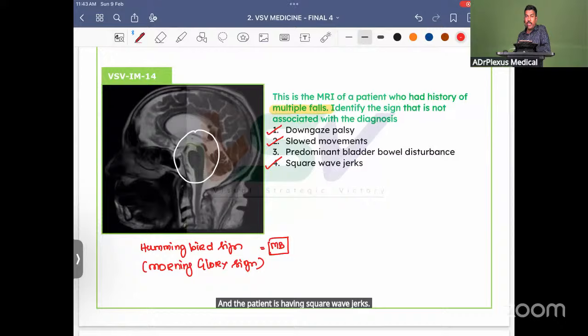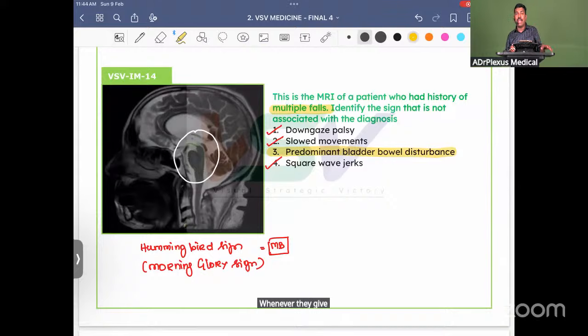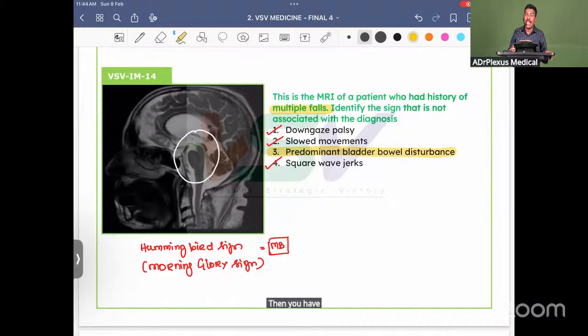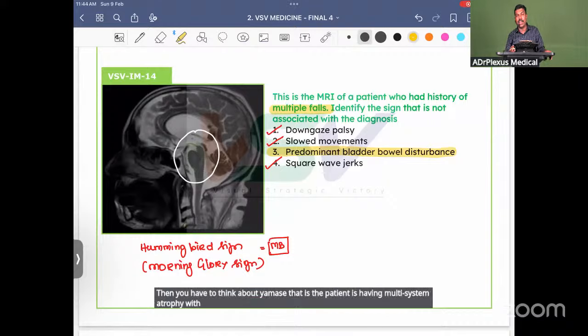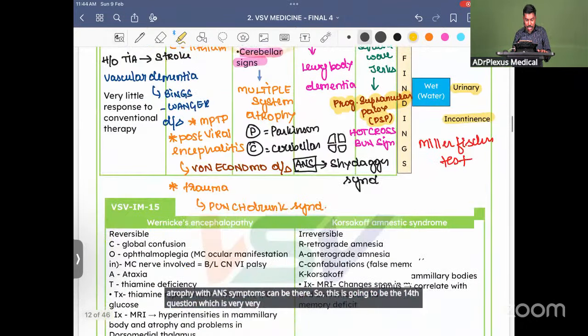Then it is going to be progressive supranuclear palsy, and the odd man out here is going to be predominant bladder and bowel disturbance. Whenever they give predominant bowel and bladder disturbance in a Parkinson plus syndrome, you have to think about MSA-ANS, that is, multisystem atrophy with ANS symptoms. So this is going to be the 14th question, which is very, very important. Coming to the next one.